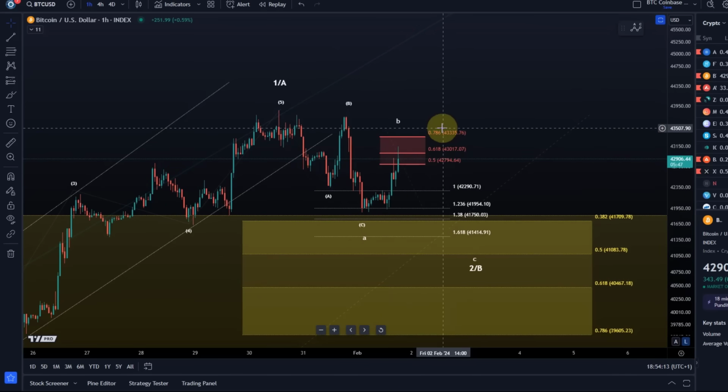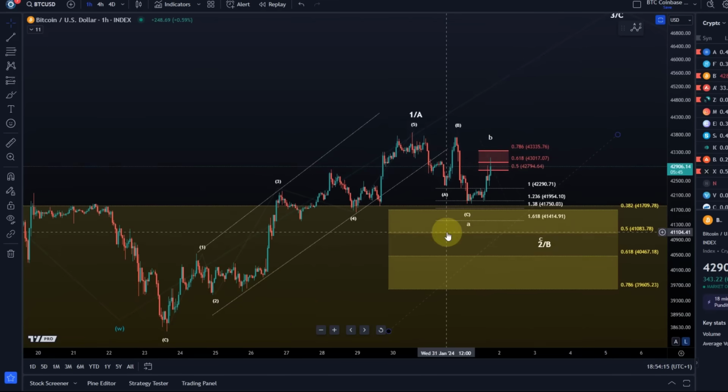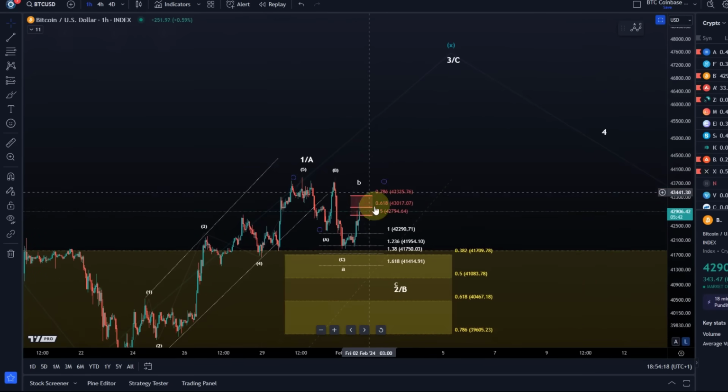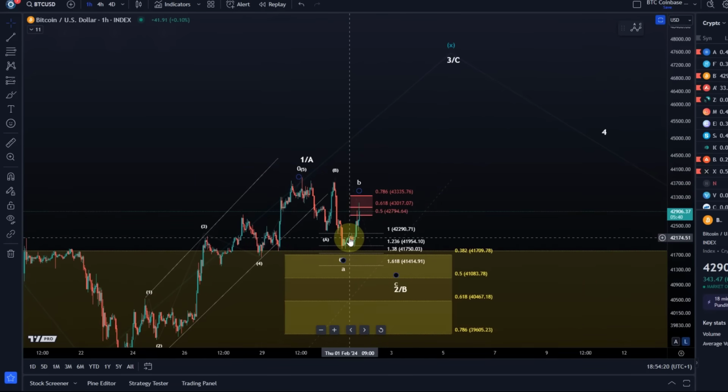Let's see what happens in the next few hours. There'll be another update later today. But so far, the price action is rather supportive of my bullish perspective here. That's my update about Bitcoin.